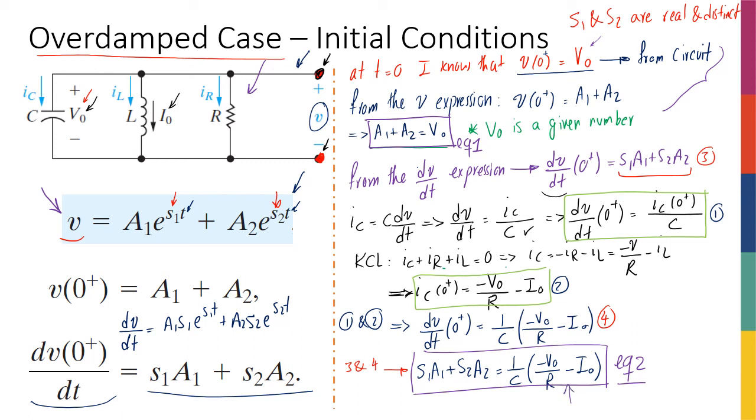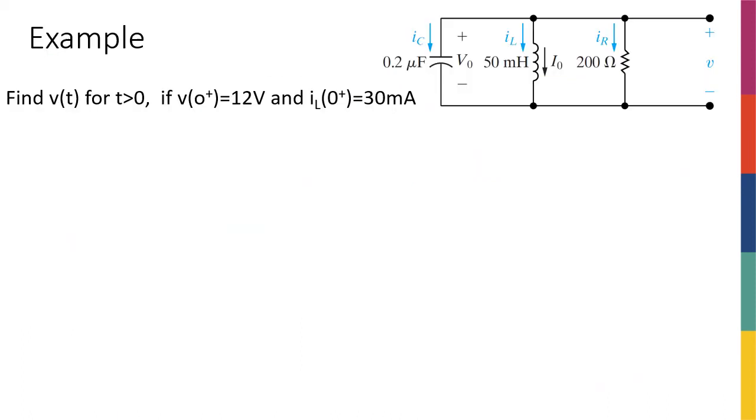We're going to do an example of this so that you can see how simple things are. Okay, let's do an example. We have a parallel RLC circuit and we want to find the expression for V. From our discussions up to now, we know that V is going to have the form A1 e to the power of S1t plus A2 e to the power of S2t. Our job is to find A1, S1, A2, and S2. Once we have them, we're done.